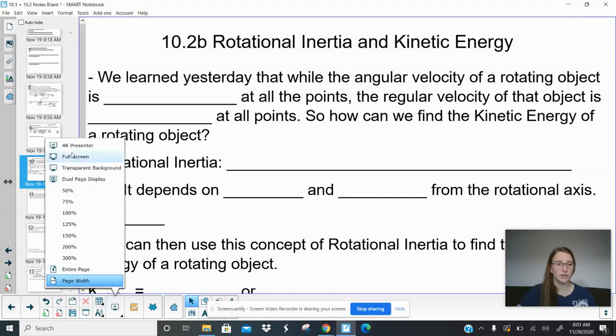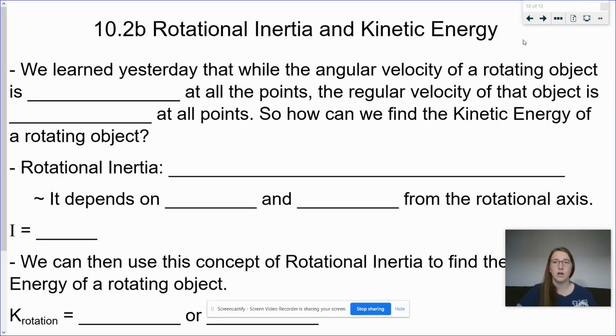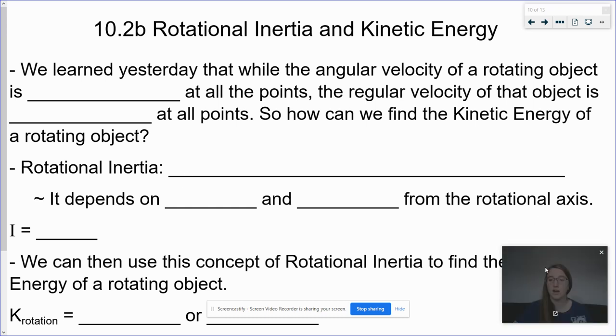Okay, so we're actually going to continue a little bit with intro to rotations. We talked yesterday about the velocity, the angular velocity, and the regular velocity as well.